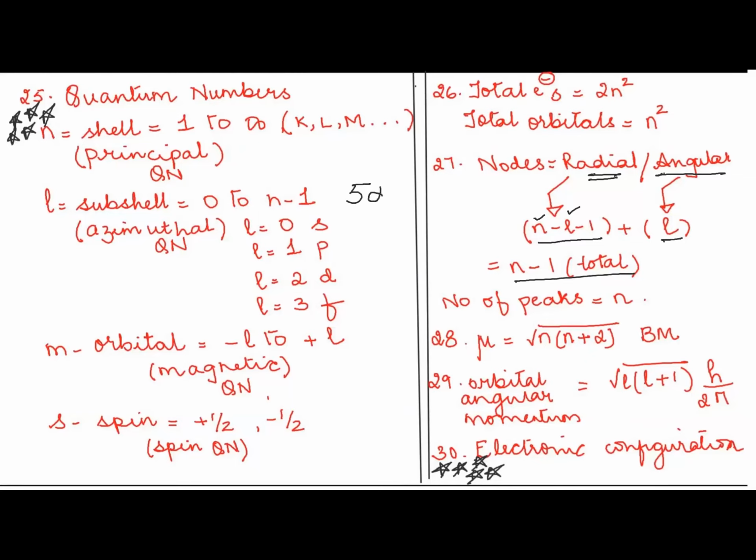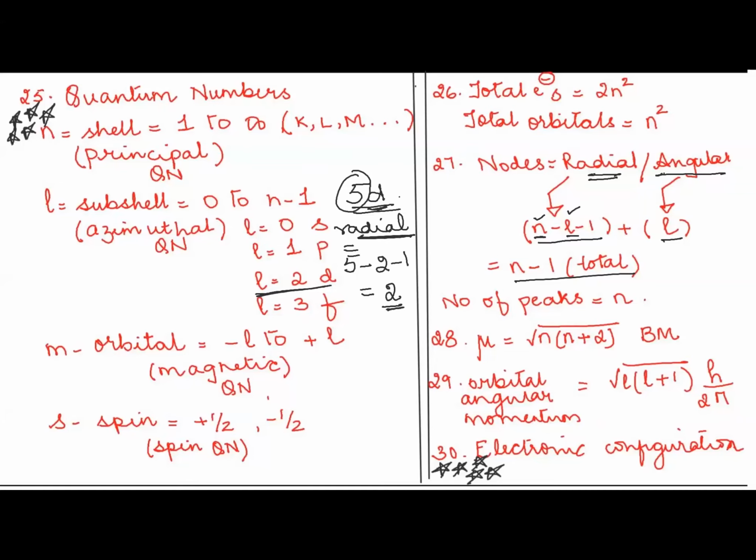Let's consider a situation, children. I have 5D. How many radial nodes are there in 5D? What you'll do is, take n. What is n here? 5, the number written here as the principal quantum number n. So 5 minus, and D means what did we learn? D means L is 2, so minus 2, minus 1. What did we get here? 5 minus 2 minus 1 is 2. Correct? This is radial nodes.